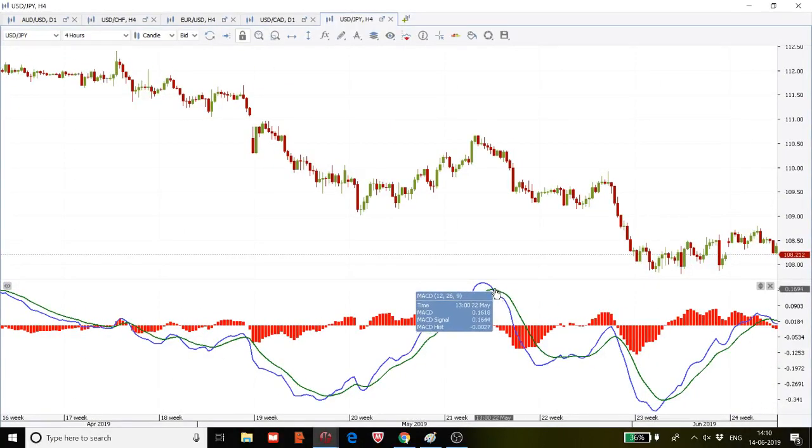Crossover, MACD range, and then the histogram range. So we are combining three things from the one indicator, MACD, and the time frame is 4 hours, and the instrument is USD JPY. So let's begin.